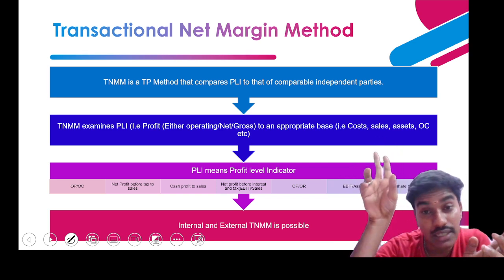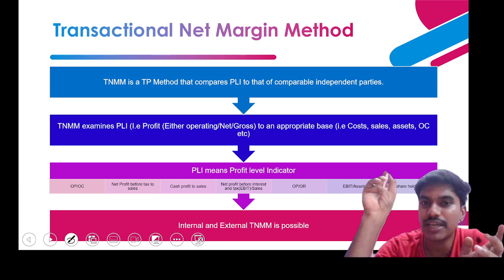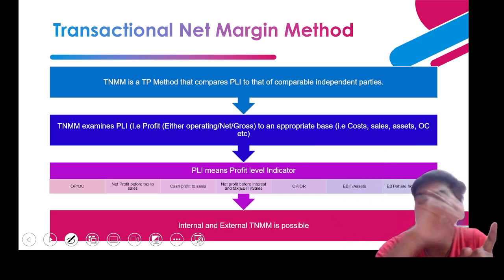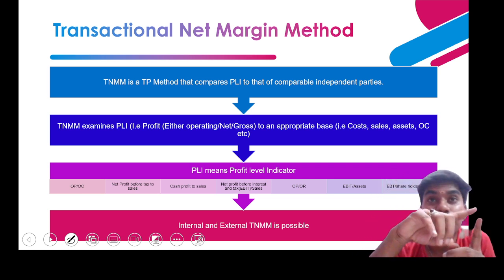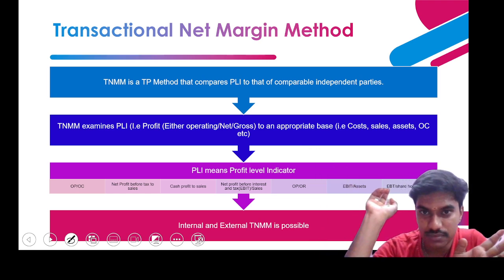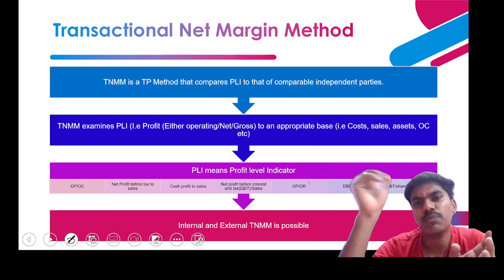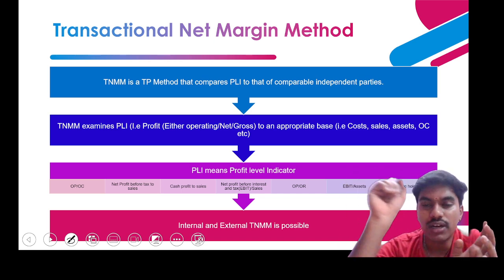What is the second method? Resale price method. In resale price method, what are we determining? The purchase cost. Next is cost plus method. In cost plus method, what are we determining? The sales. So, now what are all these three leading to?